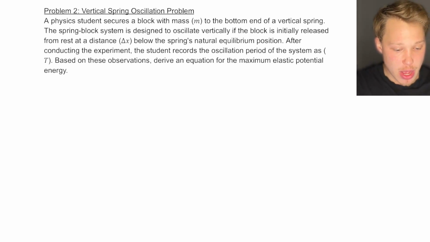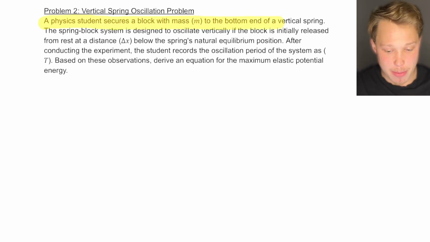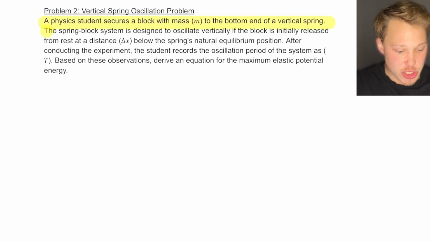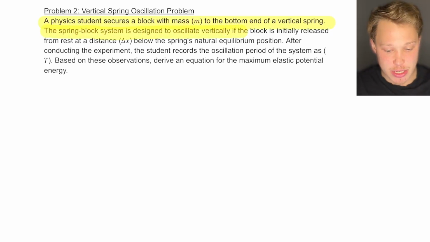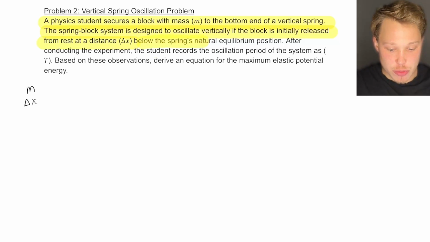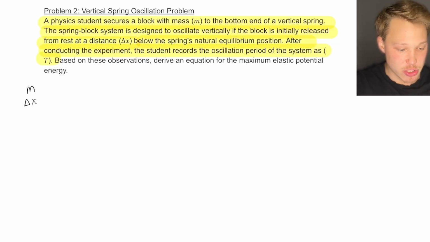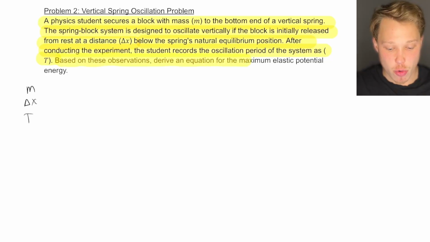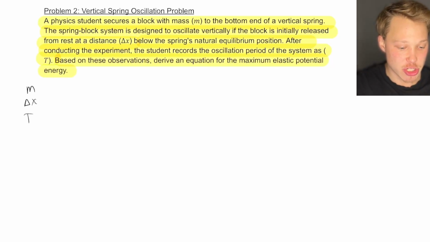So we have a physics student who secures a block with mass m to the bottom end of a vertical spring. The spring-block system is designed to oscillate vertically if the block is initially released from rest at a distance of delta x below the spring's natural equilibrium position. Okay, so far we have m, we have delta x. After conducting an experiment, the student records the oscillation period of the system as T. So we have the period of the oscillation. Based on these observations, derive an equation for the maximum elastic potential energy.